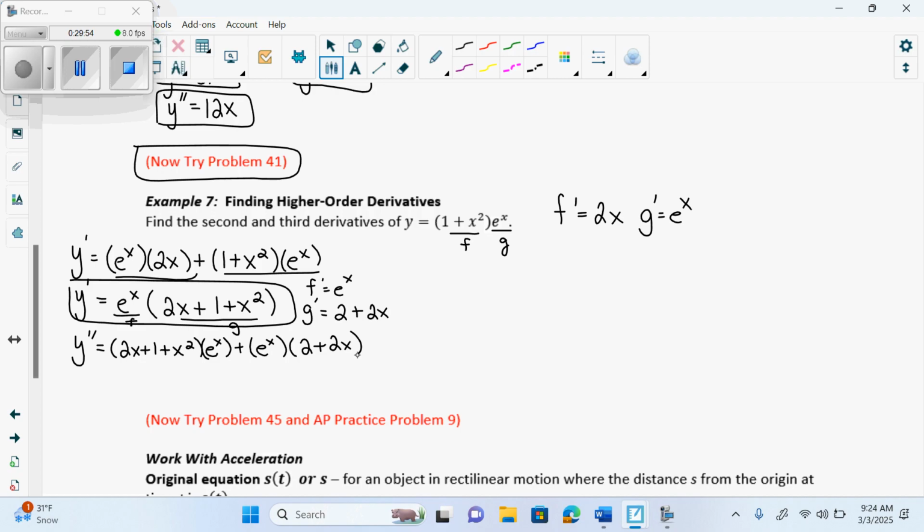What's our second step now? Take out an e to the x, right? Because it's in both terms, here and here. So y double prime equals e to the x, and then we're left with 2x plus 1 plus x squared, and then from the second term plus 2 plus 2x. And then before we move on, we're going to collect like terms. We agree? So y double prime equals e to the x times x squared plus 4x plus 3.